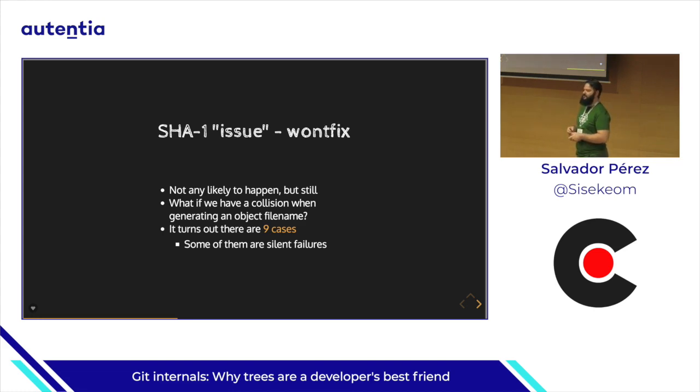And there are some funny cases depending on which object did collide with which one. I left here a link where one guy recompiled his SHA1 library to generate a really, really small hash, and just by brute forcing it, generated collisions. It's really funny to read, so I left it there. But the scary thing is that some of the failures are silent, and you will only detect them when another person clones or pulls, and everything will be a mess.